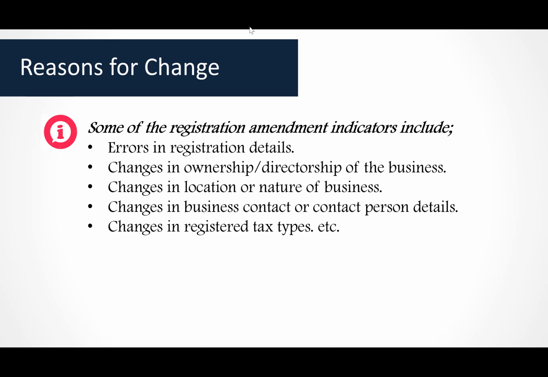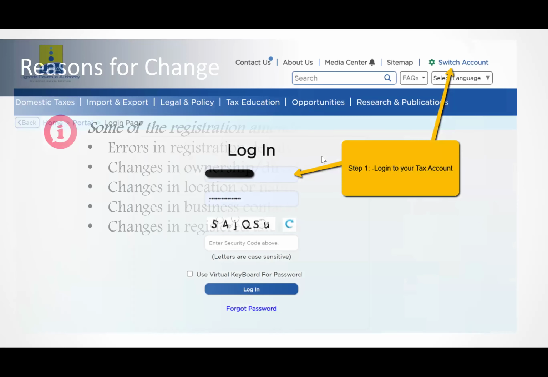Change in the location or nature of the business. Change in business contact or contact person details. Changes in registered tax types, and so on. So if all these happen, you need to do the amendment. So how do we do that?